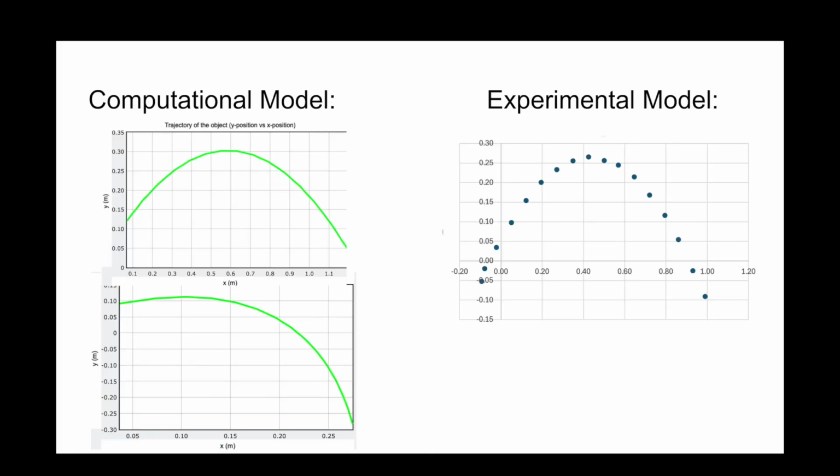This is the computational model on the left and the experimental model on the right, and these are our results. The top graph in the computational model is just the gravity included, and the bottom one is the gravity and the drag included. You can see that the model with just gravity is very similar to the experimental model, while the drag and gravity model looks a little different.